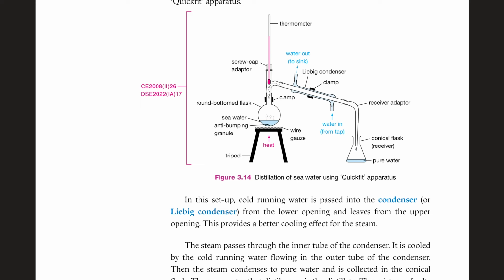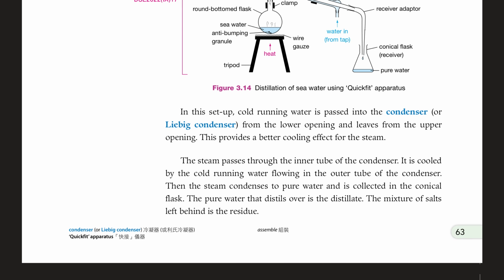Then if we place the thermometer too close to the heat source, it will be affected by the heat source and have a high reading. Therefore, we have no way to tell which substance is being collected in the conical flask. The next point you should pay attention to is that what we collect in the conical flask is called distillate, while the mixture of salts left behind is the residue.